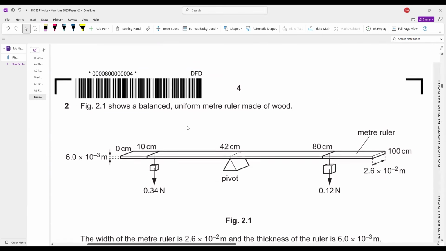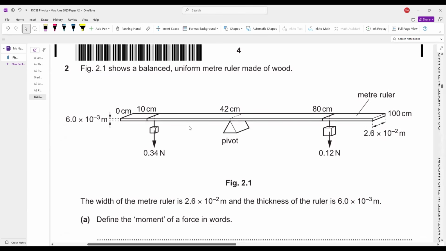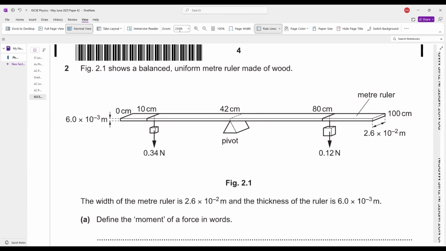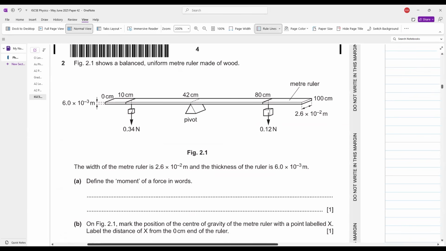I think this is the next question. Yeah, Figure 2.1. Let's zoom out a little. Let's see if we can do that, 200%. Okay.